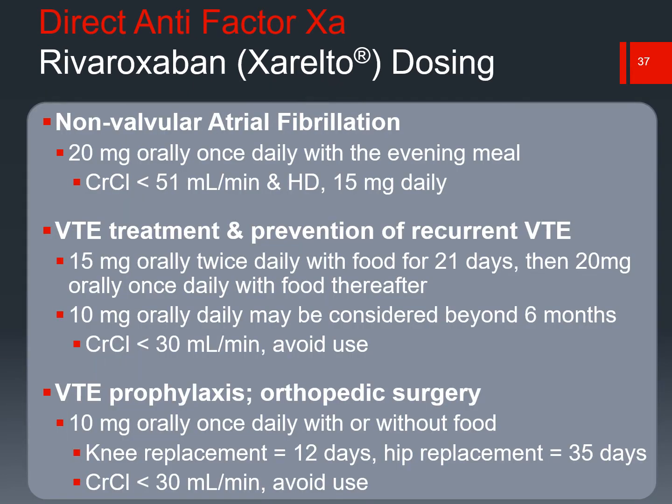You will notice with all of the direct anti-factor Xa medications that there are a number of different dosing strategies based on indication. So here you see that there are 4 different treatment indications: non-valvular AFib, VTE treatment and prevention of recurrent VTE, and then VTE prophylaxis for orthopedic surgeries. For the VTE treatment and prevention dosing, we'll see a high dose at initiation that then goes to a maintenance dose thereafter. That maintenance dose is very similar to what we see with our non-valvular atrial fibrillation dosing.